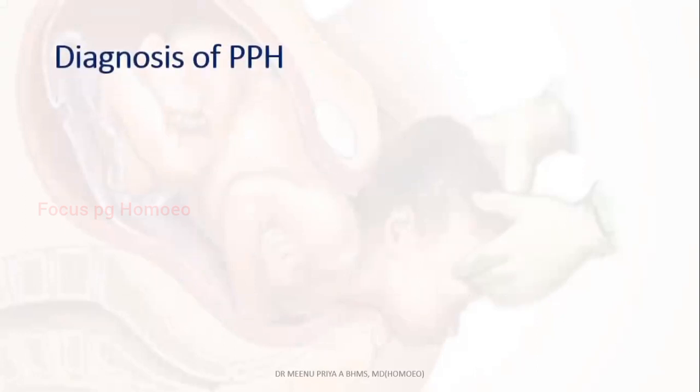Now, how do you diagnose postpartum hemorrhage? It is by shock index. Because there is hypovolemia, the woman is going into a state of shock. So assessing the shock index is the most important, and this is also a frequently asked question.